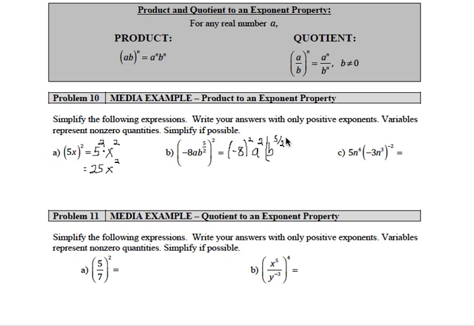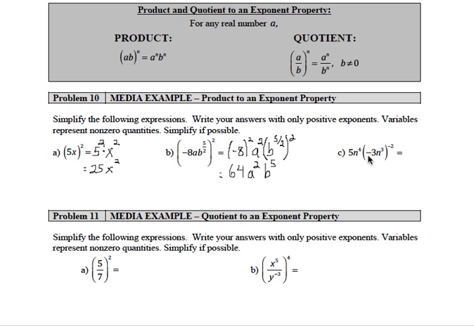and we put parentheses. That wasn't a very good parenthesis. Let me see if I can redo that. There, that's better. And square that. So negative 8 squared, negative 8 times negative 8 is a positive 64. a squared is just a squared. And b to the 5 halves squared, well, 5 halves times 2 is just 5. So that's going to be b to the 5th. And that is our final answer.